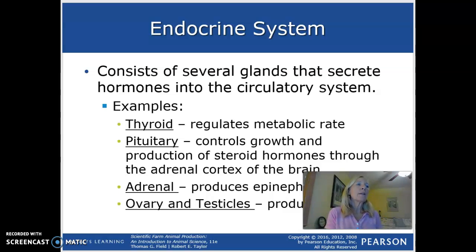The adrenal gland produces epinephrine. The adrenal glands are located right on top of your kidneys. And epinephrine, of course, is your fight or flight hormone. And then your ovaries and testes also produce the sex hormones of estrogen and testosterone.